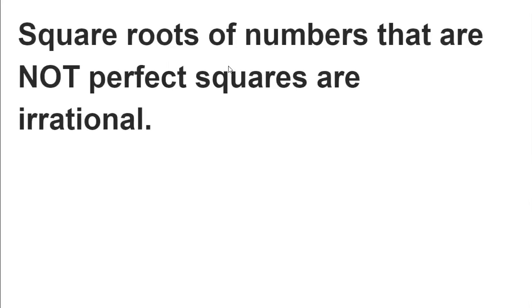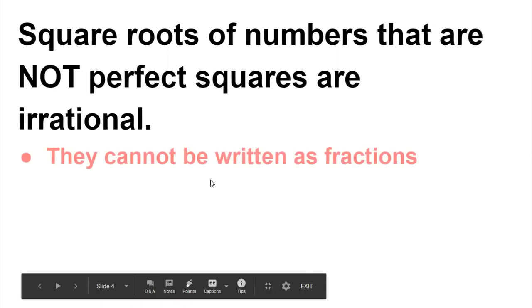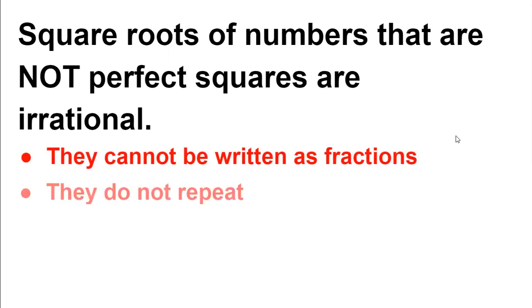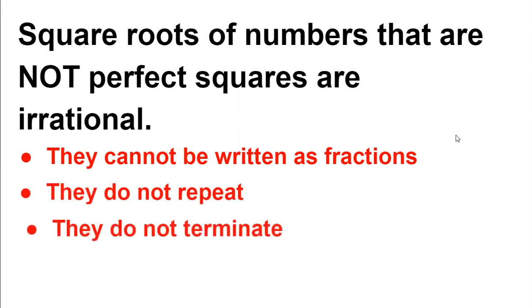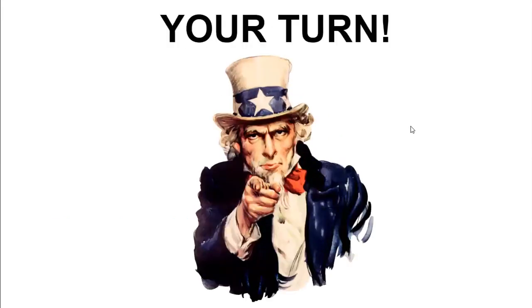Square roots of numbers that are not perfect squares, as I said, are called irrational numbers. They cannot be written as fractions. They do not repeat. They do not terminate. They go on forever and ever, but they never have a logical pattern. Okay, it's your turn. Give it a try. See you back in a minute.